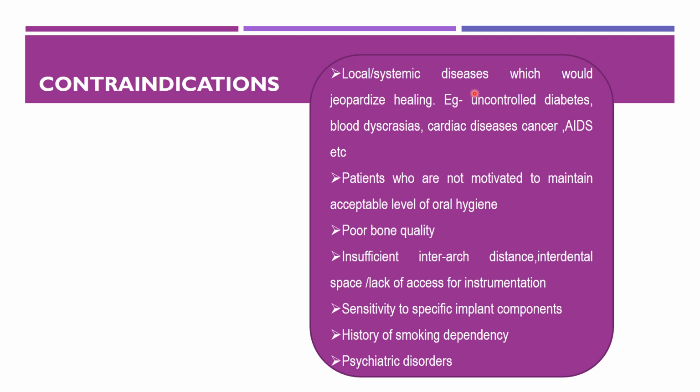Contraindications are local or systemic diseases which would jeopardize healing, for example, uncontrolled diabetes, blood dyscrasias, cardiac diseases, cancer, AIDS, etc. Patients who are not motivated to maintain an acceptable level of oral hygiene and those who have poor bone quality, insufficient interarch distance in the dental space or lack of access for instrumentation, sensitivity to specific implant components, history of smoking dependency, and psychiatric disorders.